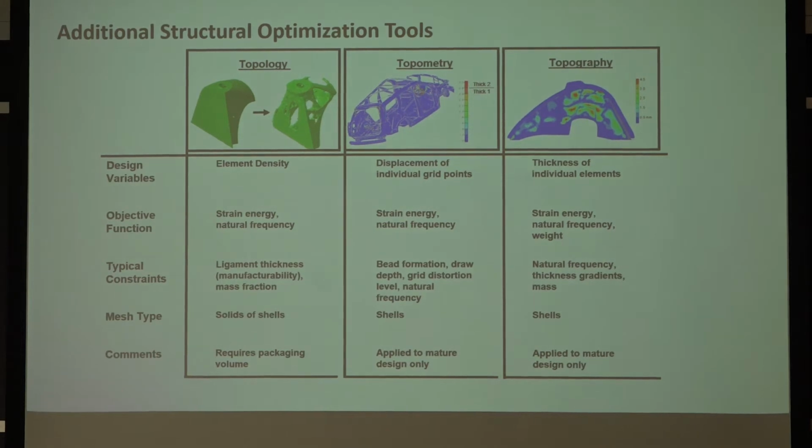There are some other tools I want you to know about that are similar to topology optimization. One of them is called topometry optimization. In topometry optimization, the design variable becomes the thickness of each of those metal panels that are welded together.